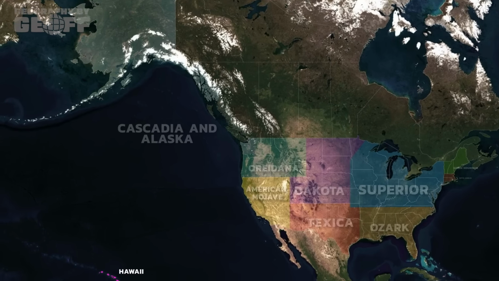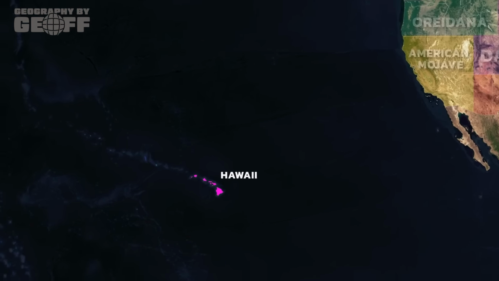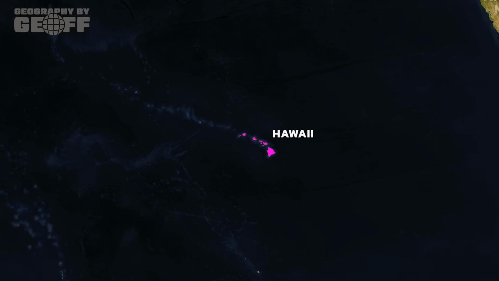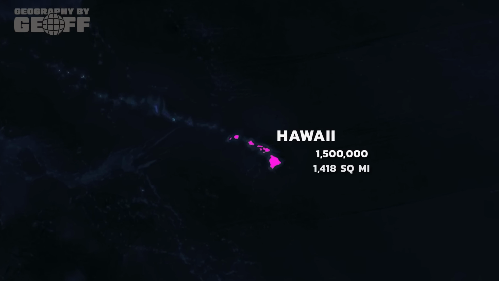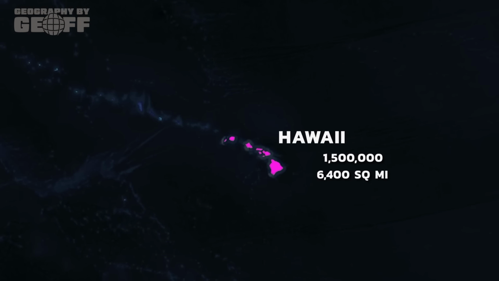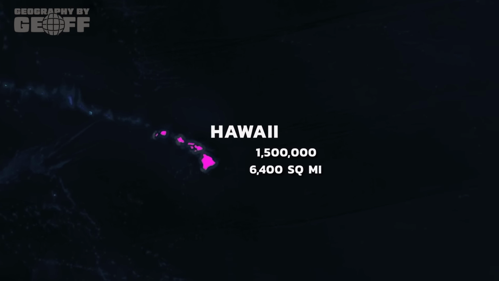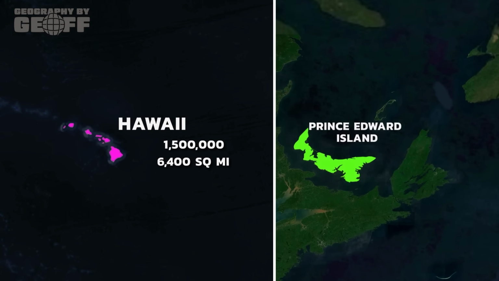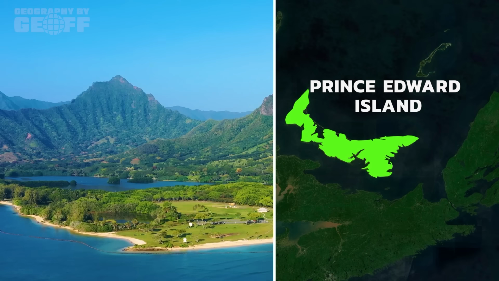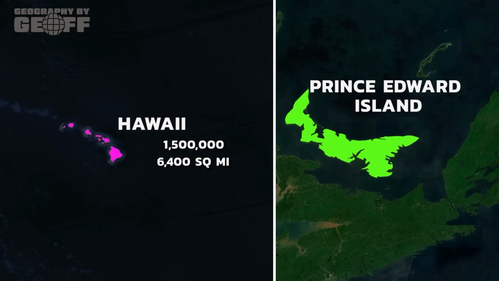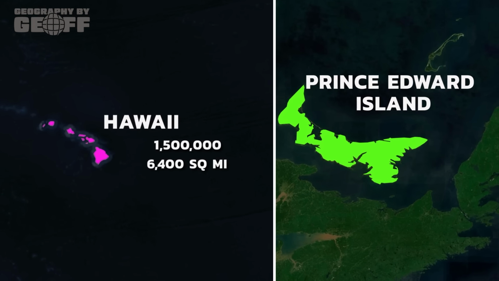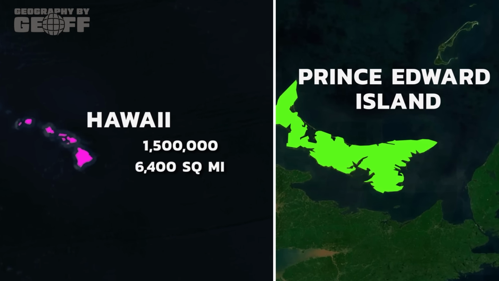Finally, in the very far southwest, in the middle of the Pacific Ocean, is the island province of Hawaii. Coming in at just 1.5 million people on just 6,400 square miles of land, Hawaii makes for the almost perfect cousin to Canada's Prince Edward Island. And while one is very tropical and the other is very not, they both are small in size and population, and both have unique ways in which they came to be part of each country.